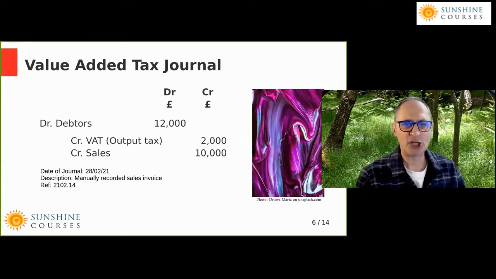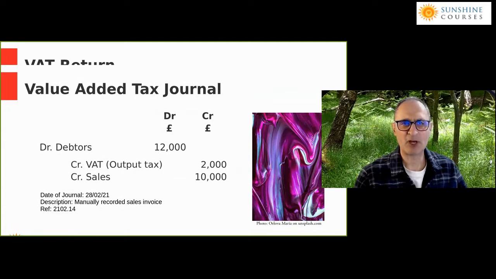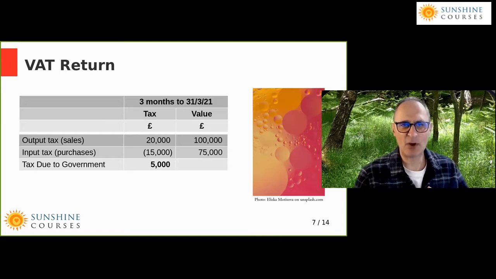Okay, so the journal entry that the accounting system makes, even though you're not aware of it, is debit debtors, credit VAT liability, credit sales. And on the VAT return we've already seen, you have to disclose your output tax. That's the VAT on your sales. In this case, output tax of £20,000 on sales of £100,000. Input tax, in this case, we paid £15,000 to other people on purchases of £75,000. The tax due to the government is £5,000. Okay, so that's VAT.